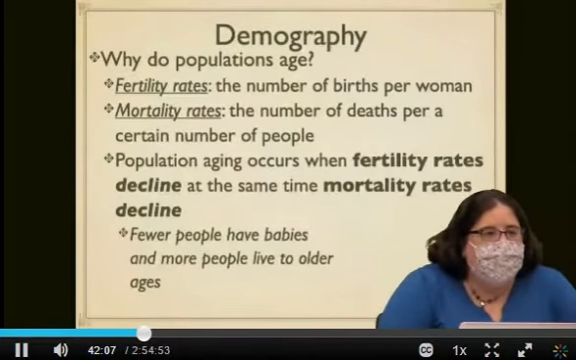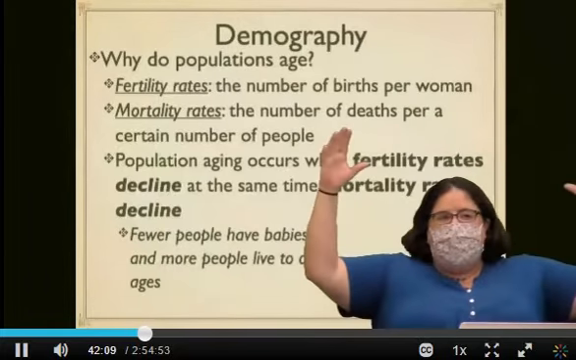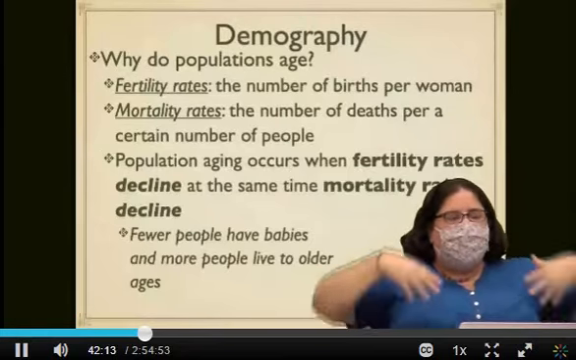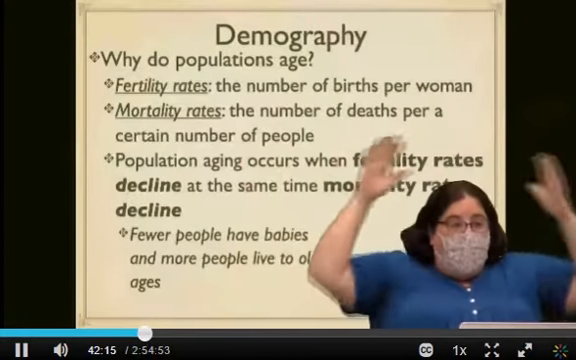Questions or comments about this? I know this is really high level, right? Because we're not talking about individuals aging or not. We're talking about the effects on the whole.